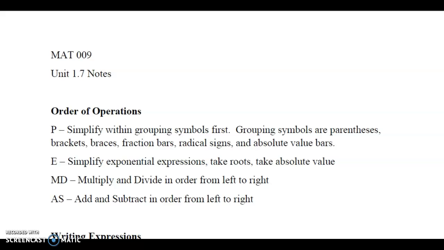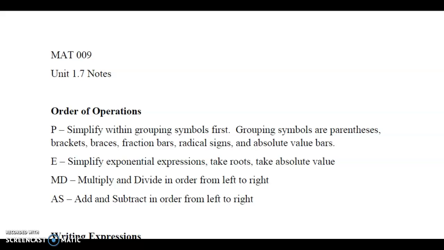I want you to remember that the P stands for any grouping symbol, and you're to simplify within the grouping symbols first. So grouping symbols could just be parentheses. They could be the square parentheses or brackets, braces, or those curly looking parentheses. They could also be fraction bars. So you could have a fraction where there's more than one operation in the numerator and or denominator, and you could simplify the top and bottom first before you look at the fraction.